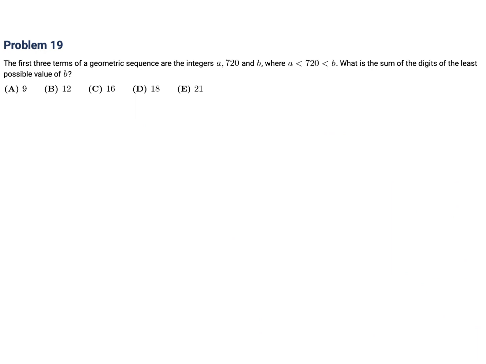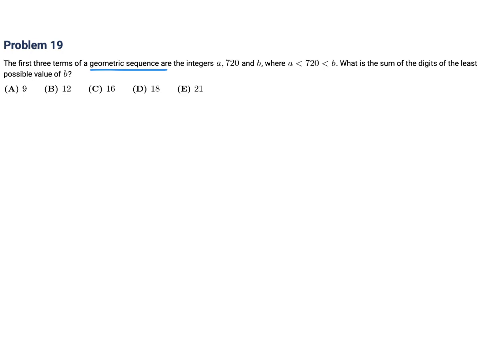The first three terms of a geometric sequence are the integers a, 720, and b, where a is less than 720 is less than b. What is the sum of the digits of the least possible value of b? Okay, so geometric sequence, right?